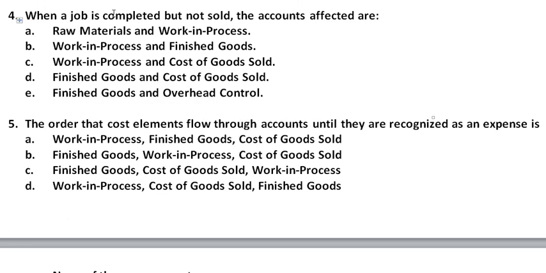Question number 4 says when a job is completed but not sold, the accounts affected are. So this question is making sure you understand the cost flow. So remember, what happens is you start with raw materials, then you get into work in process. Work in process is where you're going to accumulate the direct materials, direct labor, manufacturing overhead. You're going to keep the cost in work in process until it's completed. So your transfer is going to be a decrease to work in process and an increase to finished goods. The cost is going to remain in finished goods until you sell it.